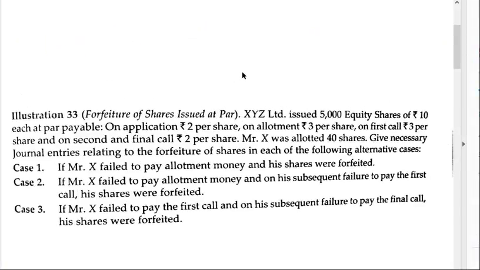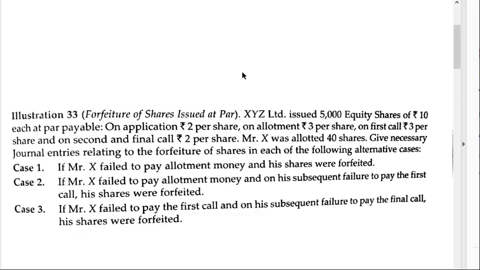See, XYZ Limited issued 5,000 equity shares of ₹10 each at par payable on application ₹2 per share, on allotment ₹3 per share, on first call ₹3 per share, and on second and final call ₹2 per share. Mr. X was allotted 40 shares. Give necessary journal entries relating to the forfeiture of shares in each of the following alternative cases.